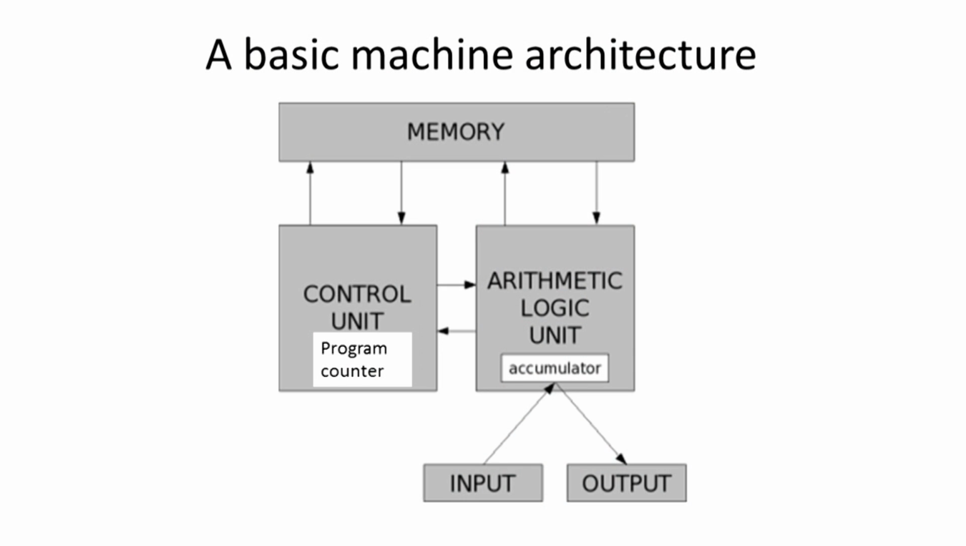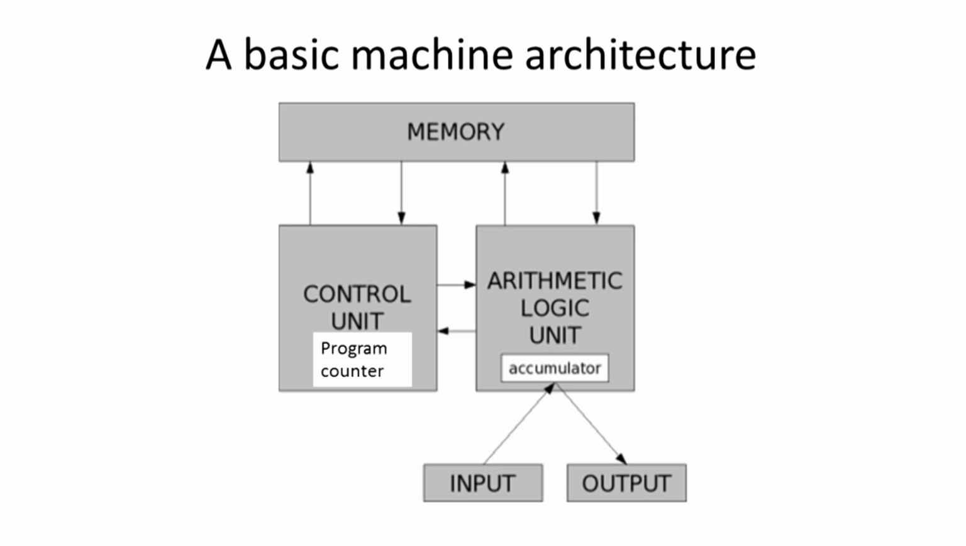So here's a simple architecture for a computer. It's got a memory. It's got what's called an ALU, or an arithmetic logic unit, which is going to do those primitive operations for us. And it's got a control unit that keeps track of where things are and asks the ALU to do work.